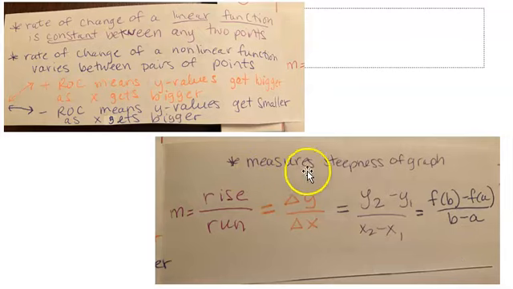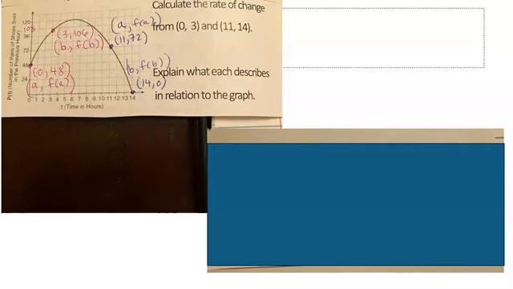Now remember, slope also measures how steep the graph is, so the larger the number in absolute value that your slope is, the steeper the graph is going to be. Please open up your second tab on the left-hand side.